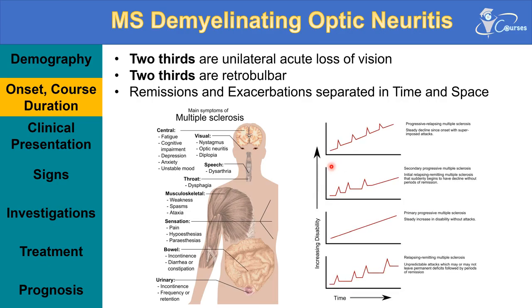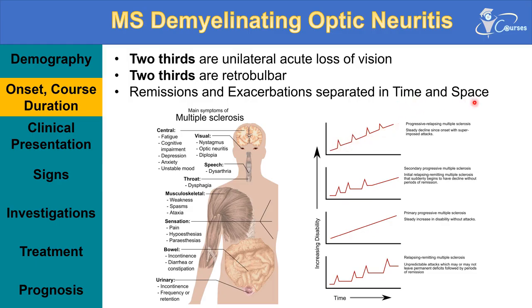So this is the graph representing the frequency and the relapses of multiple sclerosis. This means that the patient starts, then he has remission, then he has an exacerbation. After 1 year, he has another exacerbation, and after another year, he has another exacerbation. So they are progressive with relapses and exacerbations. So these are separated in time because they appear every year.